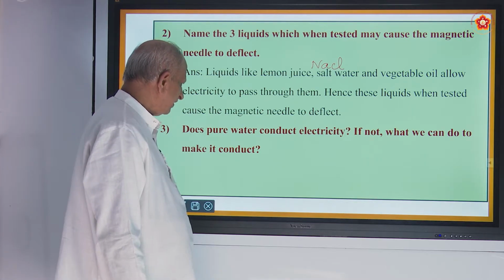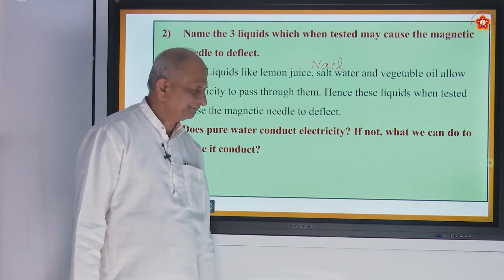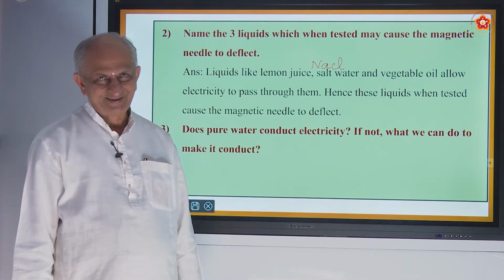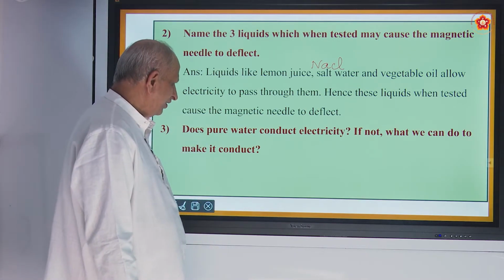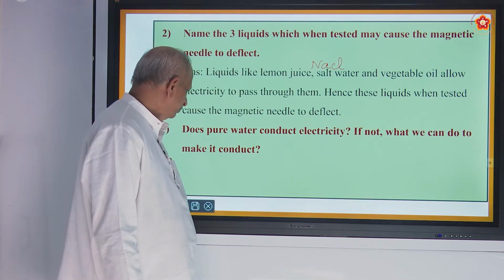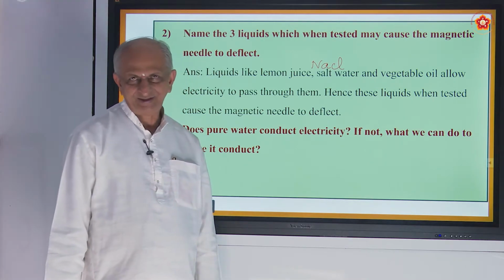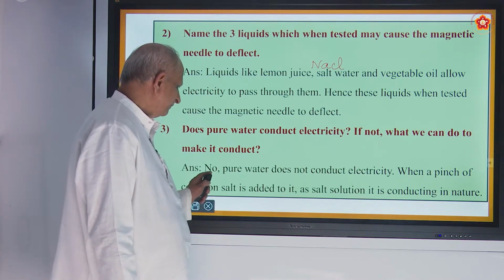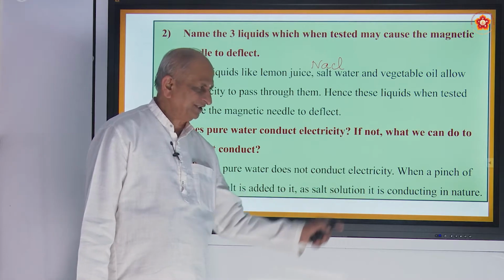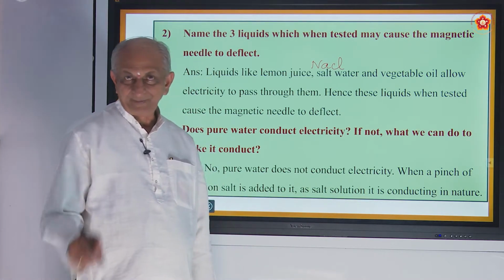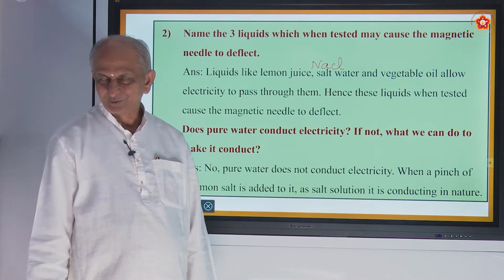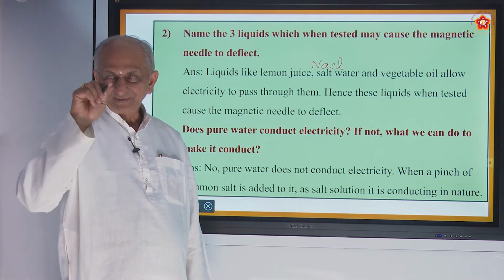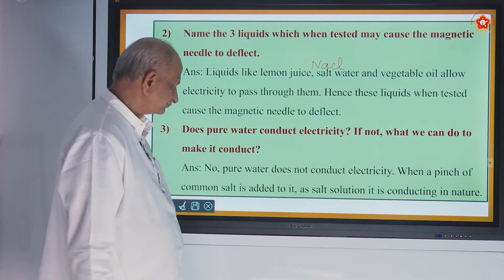Last question. Does pure water conduct electricity? Yes or no? What do you say? If not, what we can do to make it conduct electricity? Okay, answer is pure water does not conduct electricity, even distilled water also. But tap water conducts. Why? Borewell water, tap water conduct electricity. Why? Because they have dissolved ions.